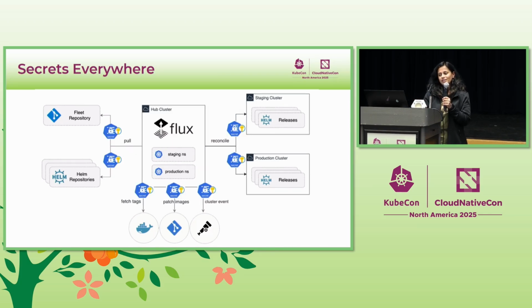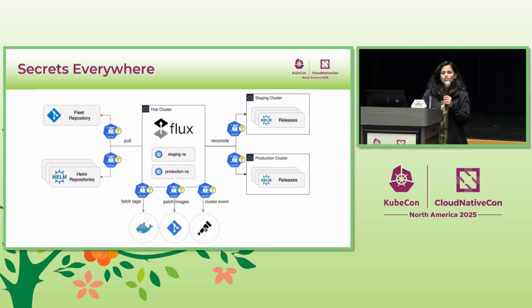However, to typically achieve it, there are a number of secrets that are involved. For example, the Flux controllers, they need access to SSH keys or personal access tokens to pull or push to your Git repository. They need access to kubeconfig files to push workloads to these remote staging and production clusters. Similarly, we need access keys for fetching tags and sending events to PubSub providers.